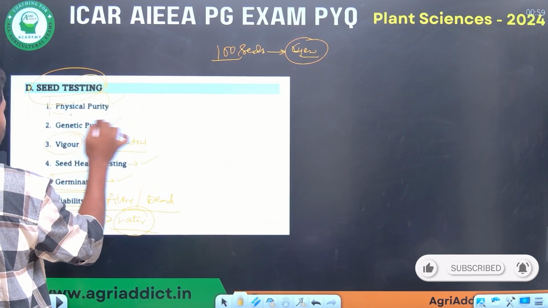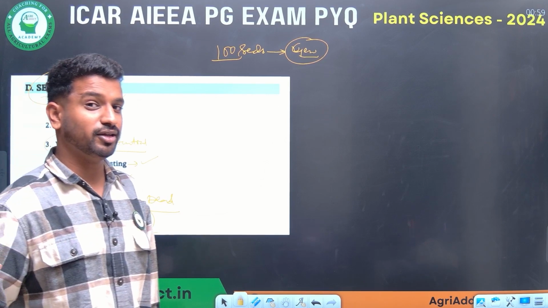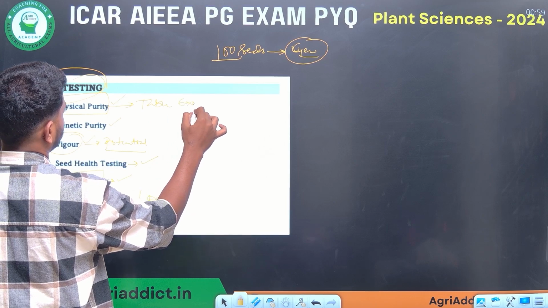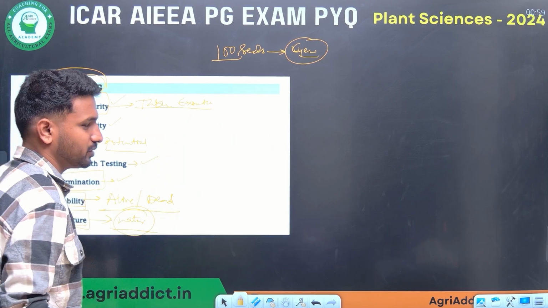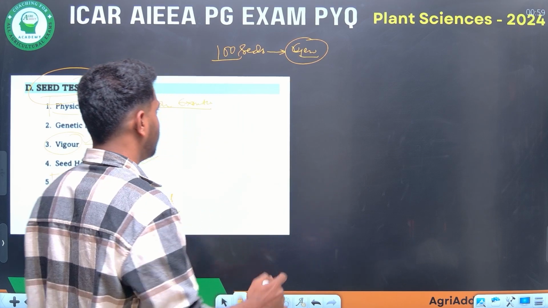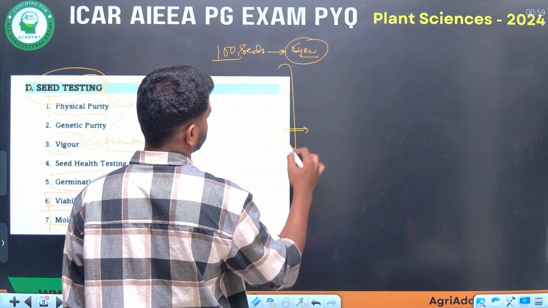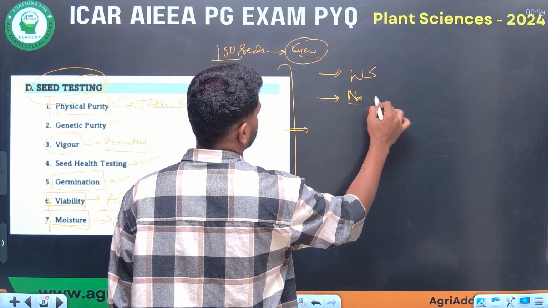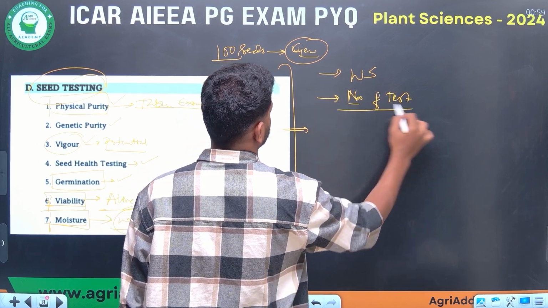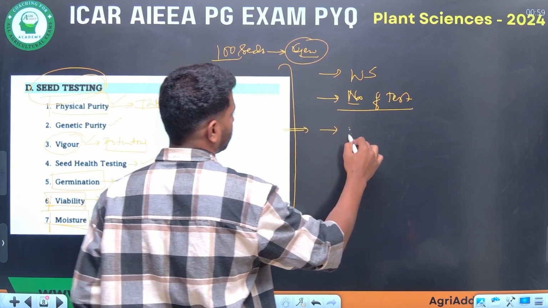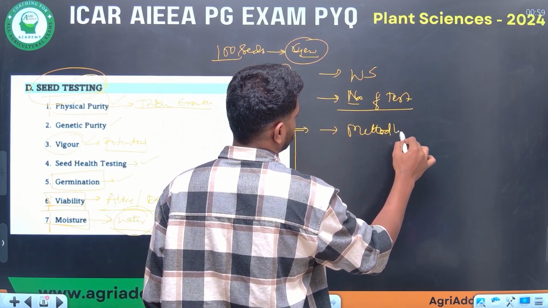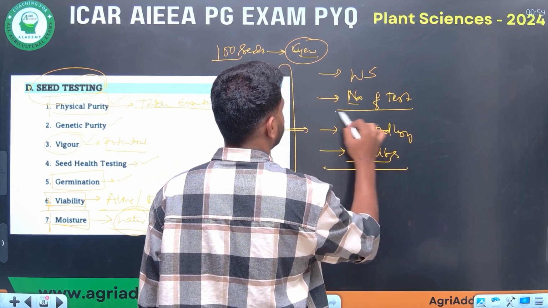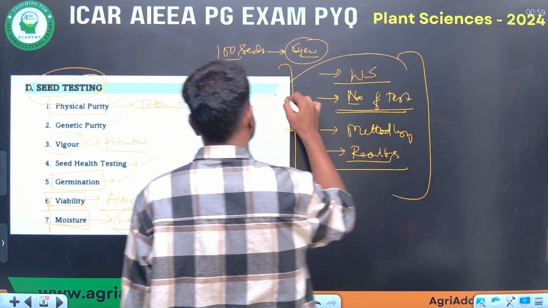For testing the physical purity, how many tests are available? It's very simple. We have one simple test, which is called table examination. What do we do in the table examination? We take a specific sample, and in all of the tests, what is important is that you remember the working sample for each test, the number of tests available for each, the methodology, how we are going to do it, and how the results are expressed. These four things are important for all the tests I have mentioned here.